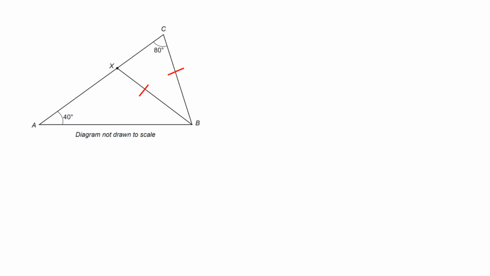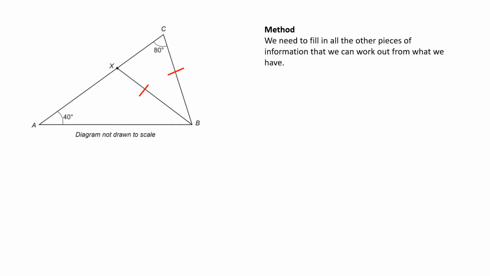So as you can see, there's our triangle BCX. I've marked the equal sides. We now need, based on that, to fill in other pieces of information.